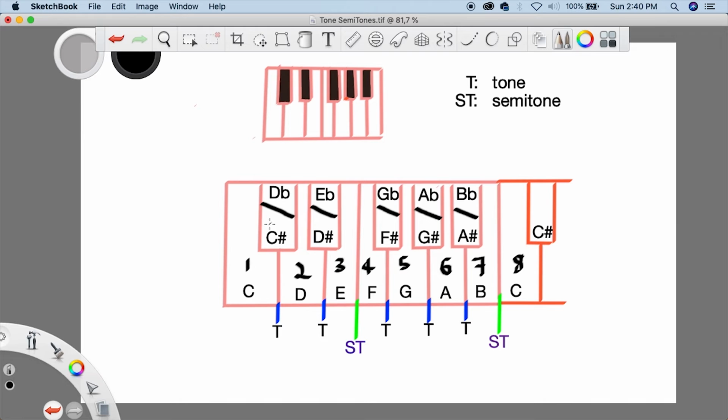Let's go back to 1. From your 1, you go 1 sharp to 2. From your 2, 2 sharp to 3. From your 3, there is no 3 sharp anywhere. So from your 3, you just go to 4. Which means this makes a semitone.